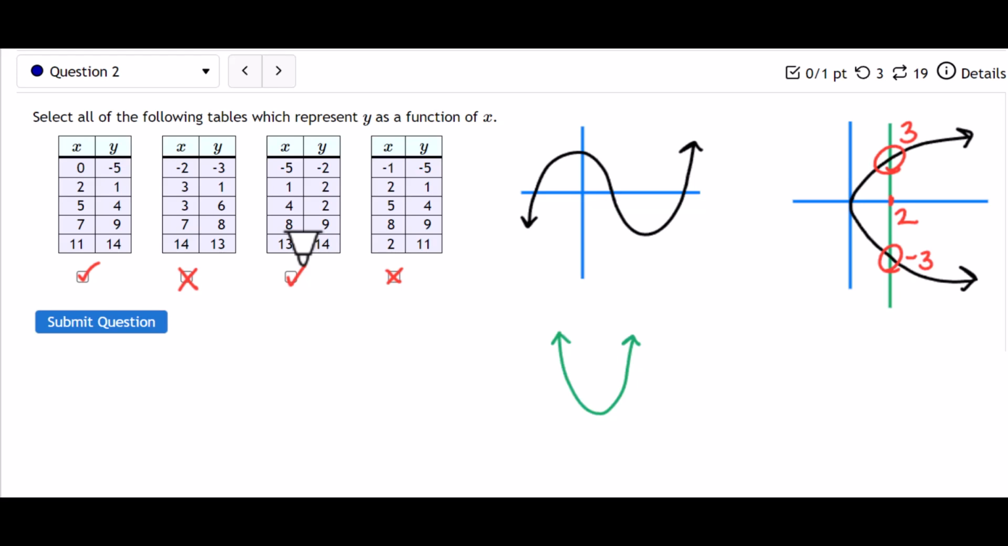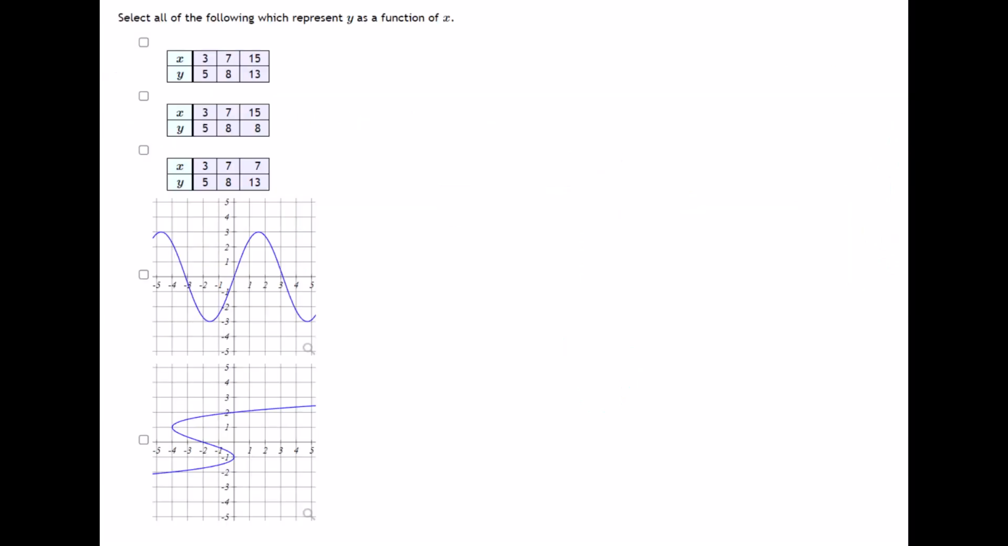Okay, let's take another look at a different example. Here they ask us to select all of the following which represent y as a function of x. So we have tables and we have a graph. I think the graphs are super easy because all you have to do is use the vertical line test. So here, if I move this vertical line across the graph, does it only intersect the graph in one place? And that is true. So we know that this option is going to be true. All right, so we know that's one of the correct answers.